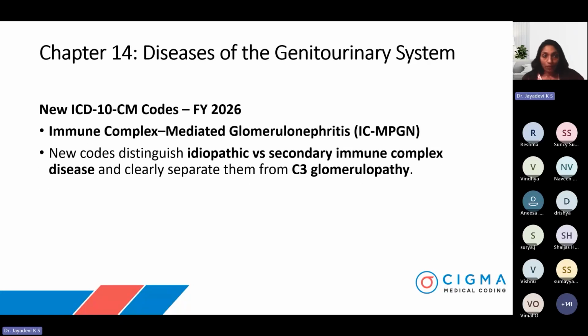Going on to Chapter 14, diseases of the genitourinary system. So immune complex mediated glomerulonephritis. It's a new code. The new codes distinguish idiopathic from secondary immune complex disease. So here it is divided as idiopathic and secondary, and that clearly separates them from C3 glomerulonephritis. So idiopathic, secondary immune complex mediated glomerulonephritis, and C3 glomerulopathy are the new codes that have been added.